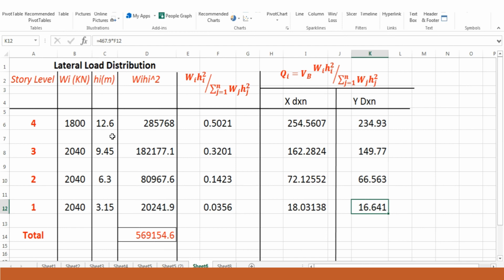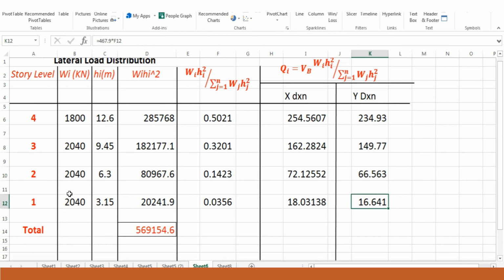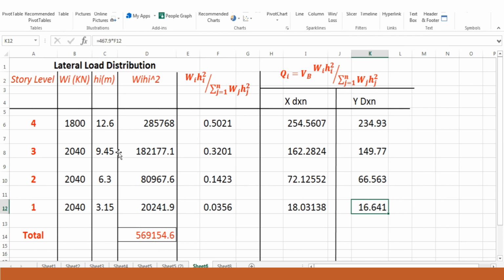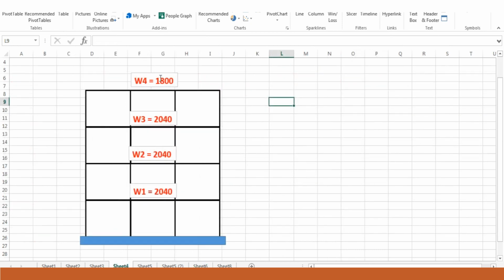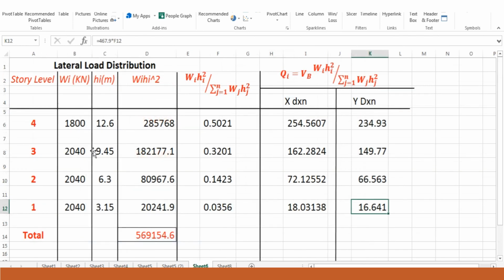Now next we do the lateral load distribution. So we build up a table like this. In this table, first of all we develop the story levels from top to bottom, 4, 3, 2, 1. We then write down the seismic weight of each story. What's the seismic weight of the fourth story, the roof story? It's 1800, then 2040, 2040 and 2040.